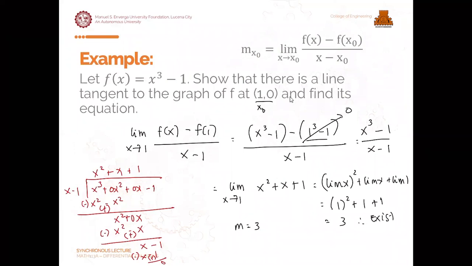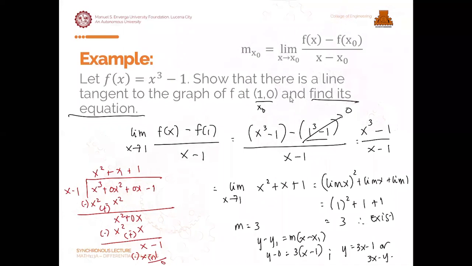Ngayon, may given tayong point, may given tayong slope. So, yung equation na hinahanap natin dito is y minus y sub 1 is equals to m times x minus x sub 1. So, y minus 0 is equals to 3 times x minus 1. Then, simplify natin. This will be y is equals to 3x minus 3, or 3x minus y minus 3 is equals to 0. So, ito yung hinahanap nating equation.